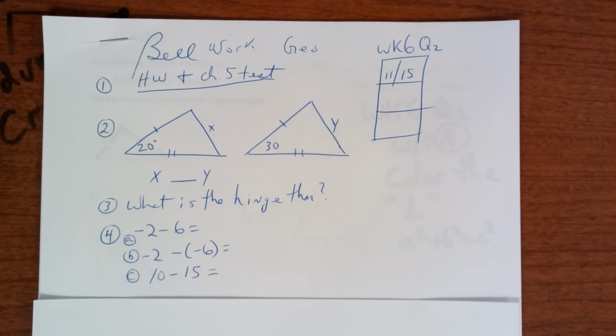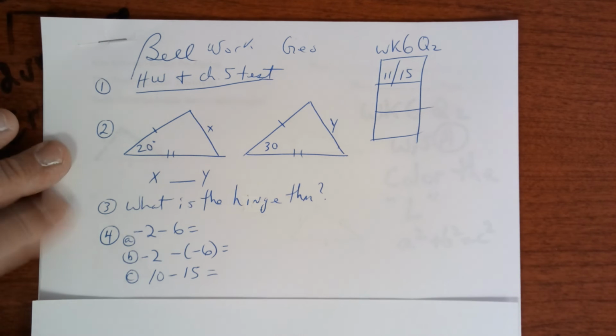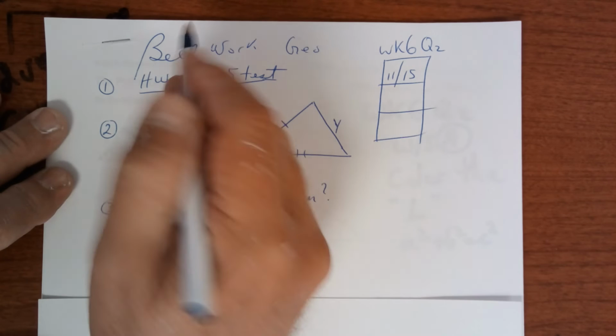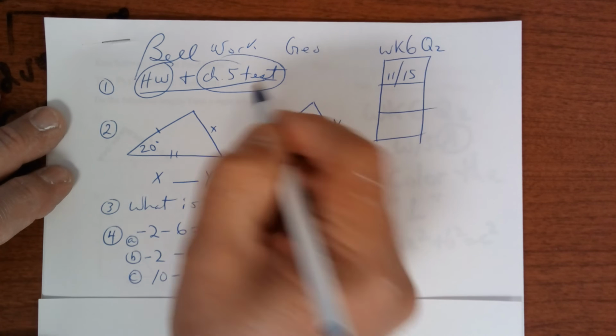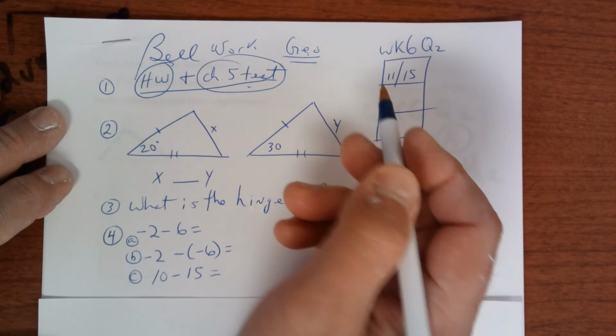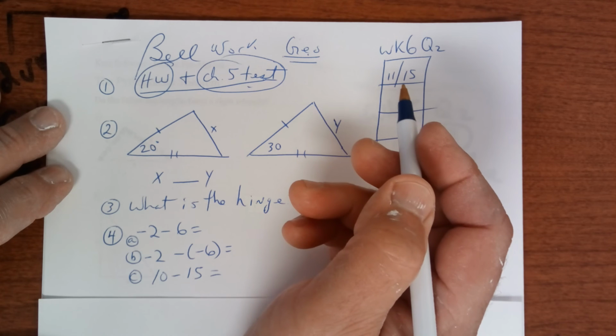Hello and good morning. Let's take a look here at the bell work. We're in week 6, quarter 2, and if you didn't turn your homework in, make sure you do so. And if you didn't take your test, chapter 5 geometry test, make sure you do so. Okay, tonight is the last night.